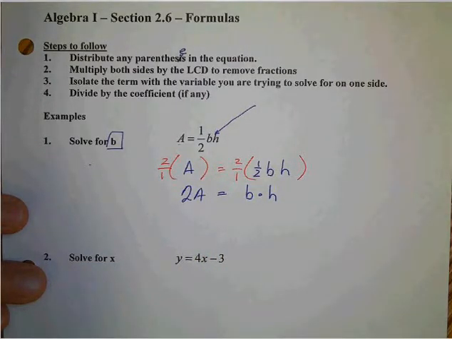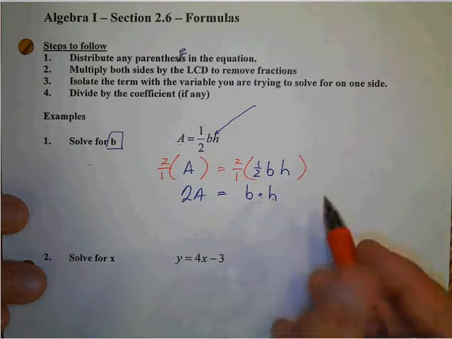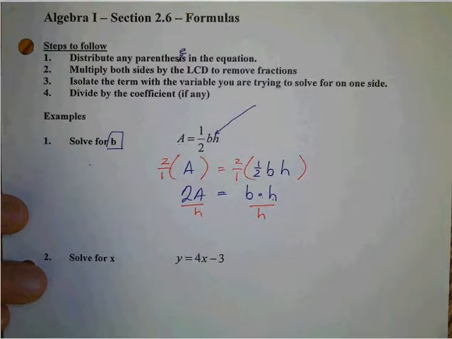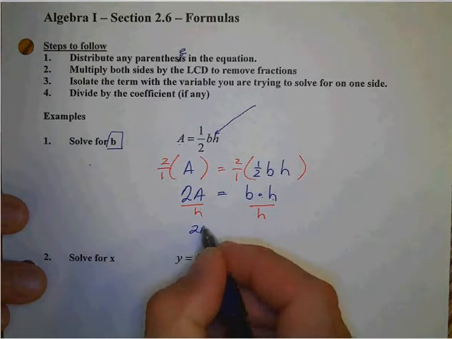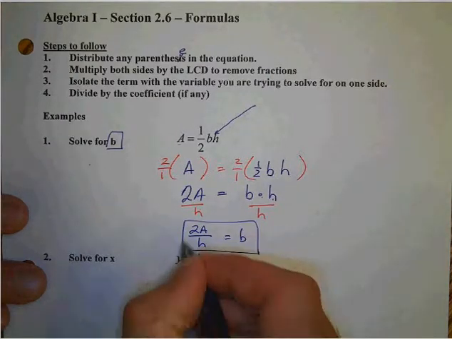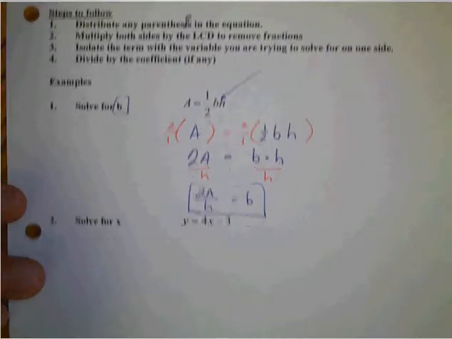Now we analyze again and we say we have to eliminate the h. It's multiplied times the b. So I'm going to divide both sides by h. That gives me an answer of 2a over h equals b. And that's how we're going to solve that as we work through these. Let's take a look at our next one.